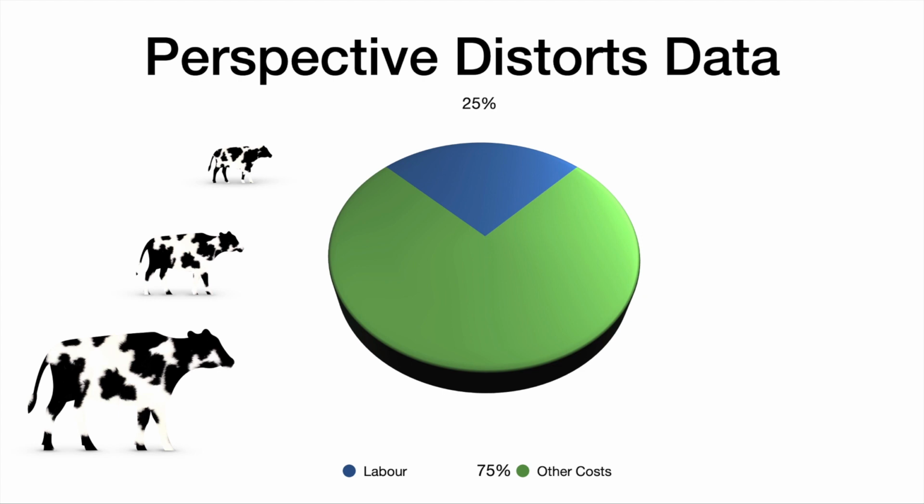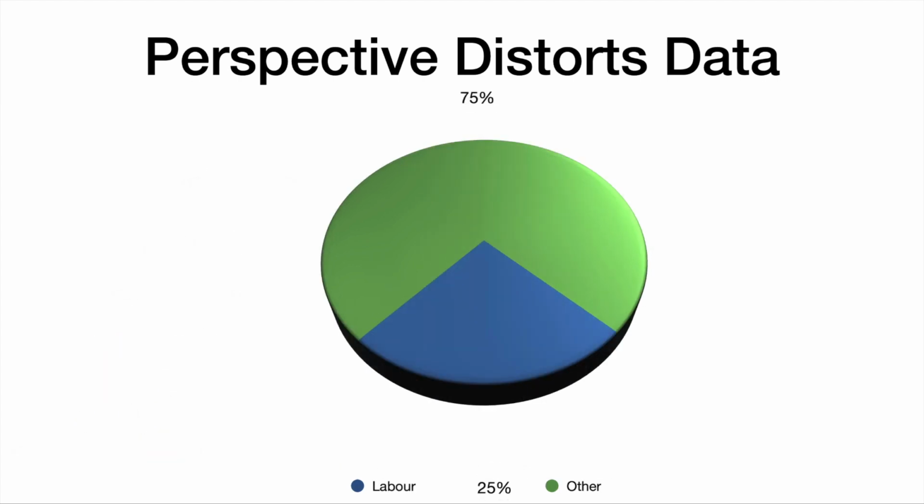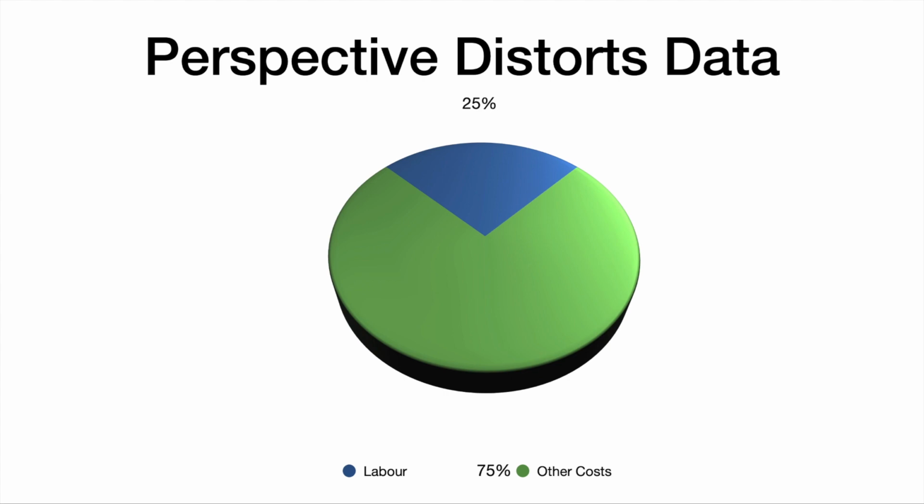Whereas if the labour costs were up front here, again, this is only a quarter of the pie. It's exactly a quarter, exactly 25%. But here it looks much more significant than it does here with 25%. When the 25% is at the back, it looks smaller.